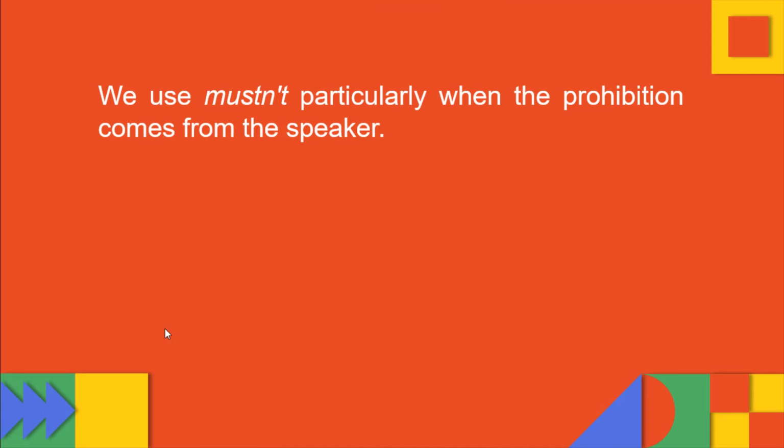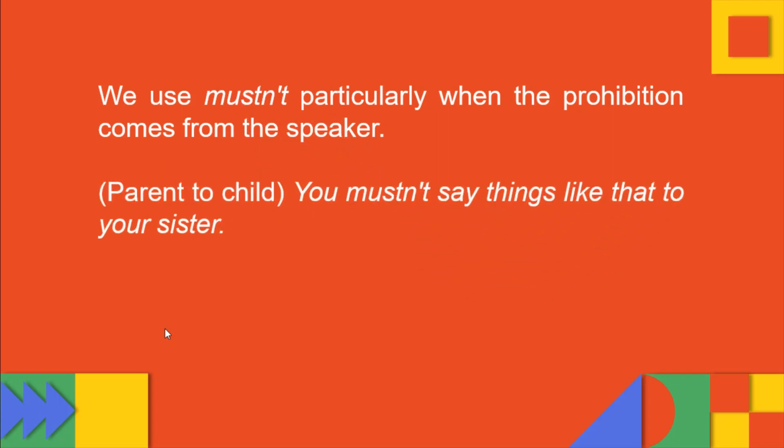We use mustn't particularly when the prohibition comes from the speaker. Nosotros usamos el mustn't o el must not particularmente cuando la prohibición viene del que está hablando. Examples. Parent to child. You mustn't say things like that to your sister. De un papá a un niño. Tú no deberías decir esas cosas, ¿sí?, a tu hermana.